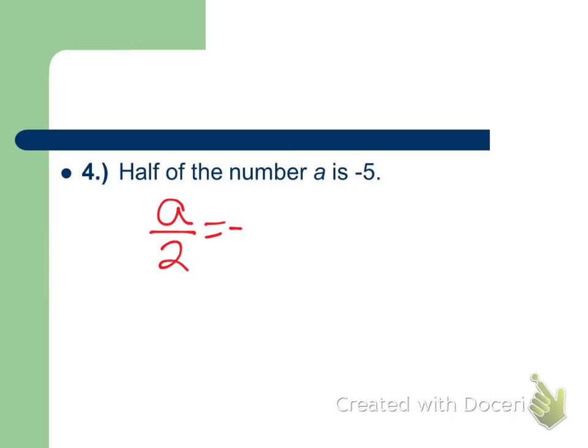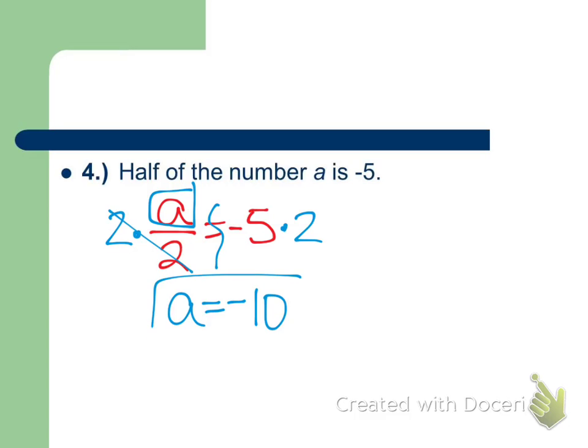Is means equals. Set it equal to -5. Next, we box our variable. We split our equation up. Nevaeh, what do we do to both sides now? We divide. We're already dividing. Good. We multiply by 2. -5 times 2 is -10.